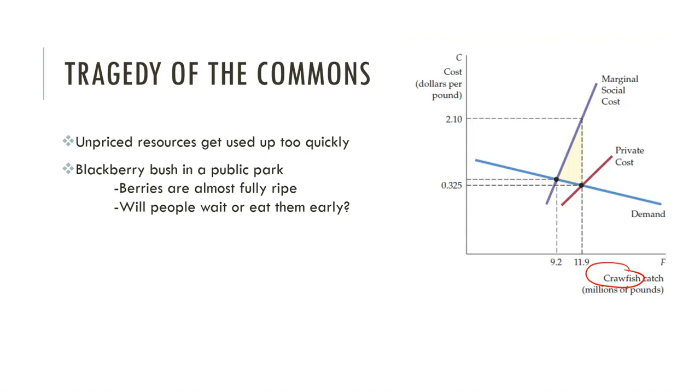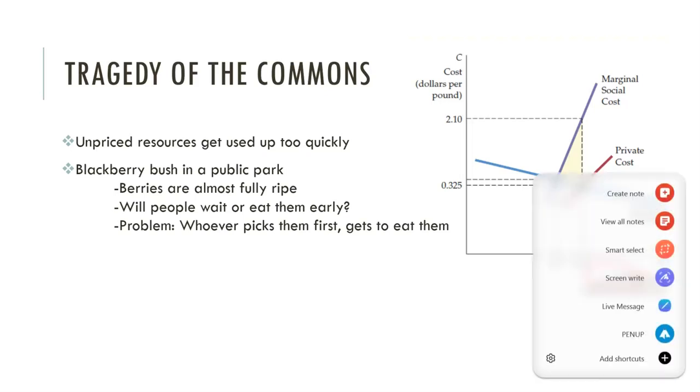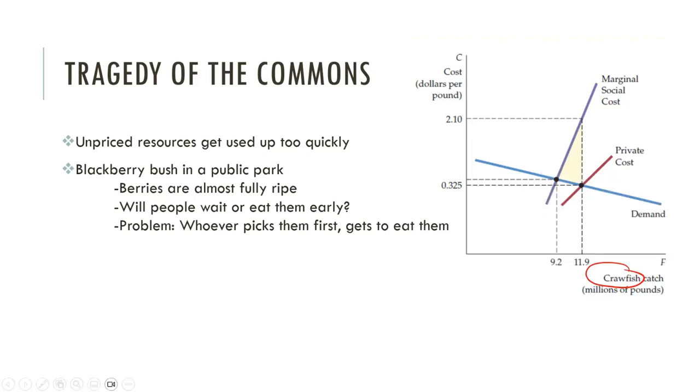So will people wait and come back tomorrow to eat the berries, or are they going to pick them early? Typically, they're going to pick them early, because if I wait and I leave the park, what's going to happen when I come back tomorrow? All the berries are going to be gone, right? Maybe a squirrel ate them. Maybe someone else came and picked them and said, I don't care if they're all the way ripe. But the fact is, they're going to get eaten, right, before they're prime. And so the problem is whoever picks them first gets to eat them.